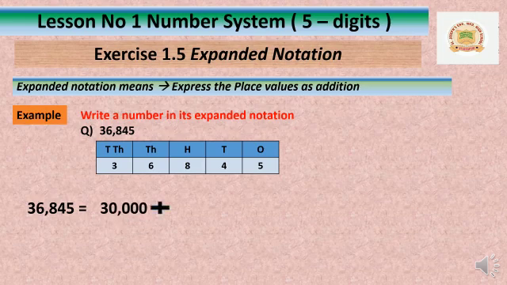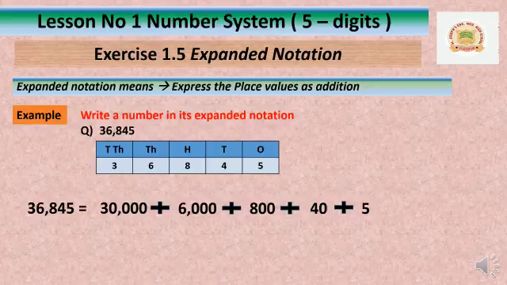30,000 plus, now in the thousands place, which number are we having? 6. That is 6,000 plus, now in the hundreds place, which number are we having? 8. That becomes 800. And in the tens place, which number are we having? 4, plus 40. Now in the ones place we are having 5. It is a unit number, that becomes 5 itself. This is the method to write the expanded notation, writing the numbers according to their place value as addition. Let us do the exercise given in the textbook.